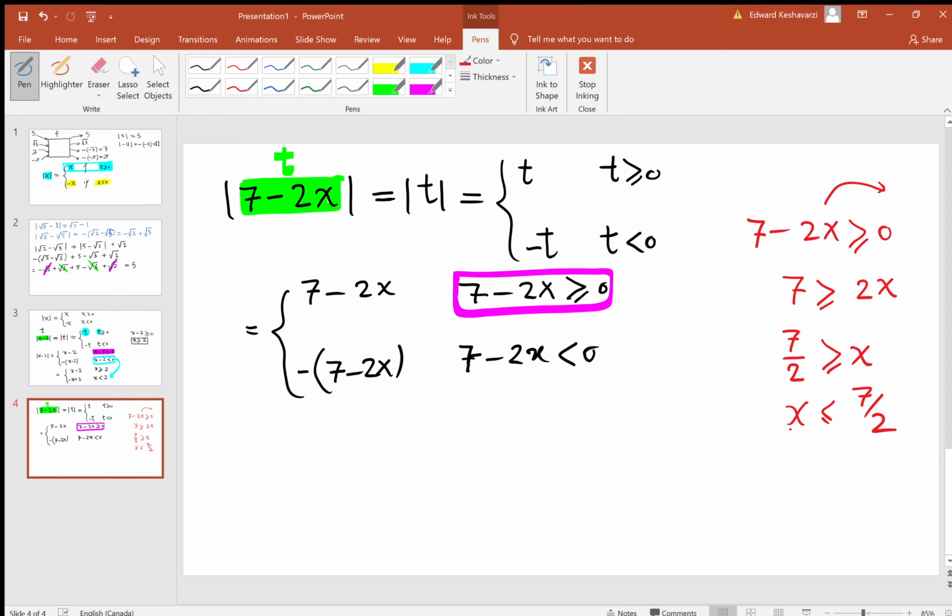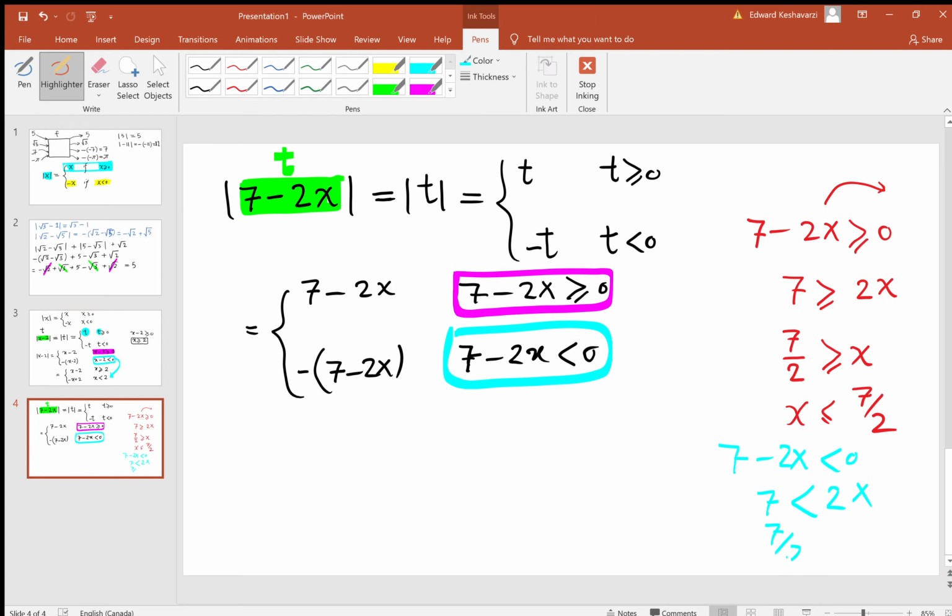And if you solve the second one, which is this one, I'm going to do it quickly here. So 7 minus 2x is less than 0. 7 is less than 2x, divide by 2. 7 over 2 is less than x.